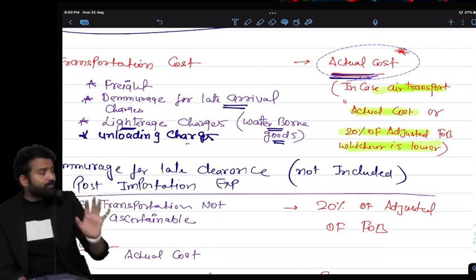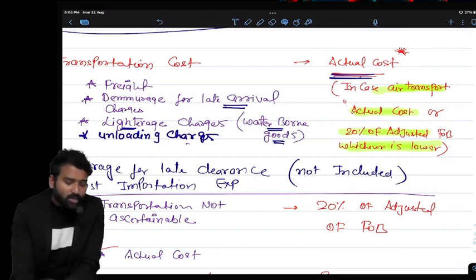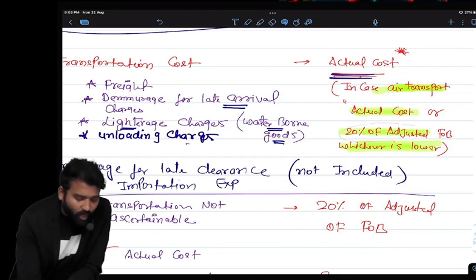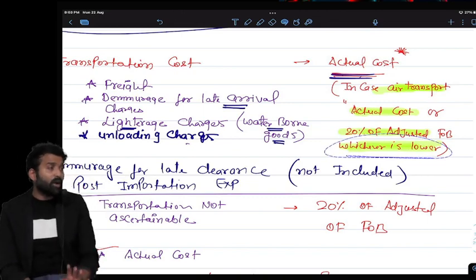But in case of air transport, my actual cost should not exceed 20% of adjusted FOB. So the formula will be actual cost or 20% of adjusted FOB, whichever is lower. Whichever is lower for air freight.